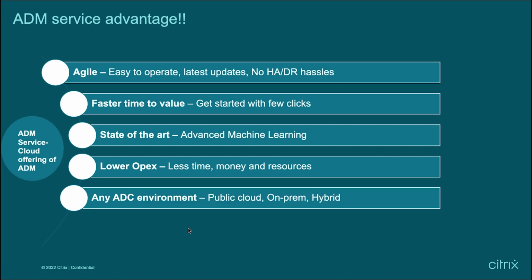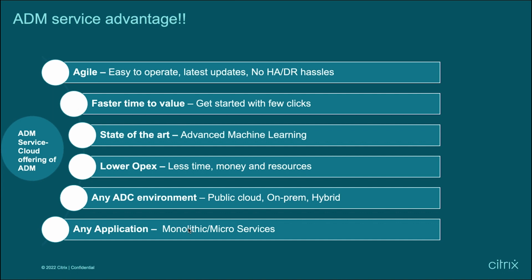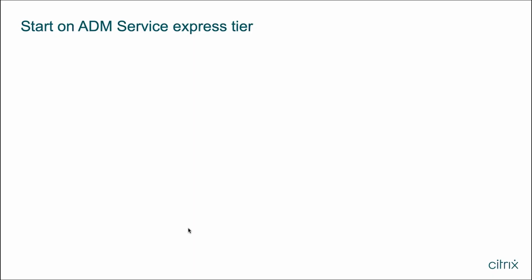As I said, all the ADCs means it's pretty much open for any kind of ADC environment, be it on public cloud, on-prem, or a hybrid of both, and pretty much any application, be it a monolith application or newer microservices applications. So it supports all. In case you are already on the ADM on-prem and trying to get into the ADM service, the first way you can start your journey with the ADM service is with the Express tier, which comes by default.